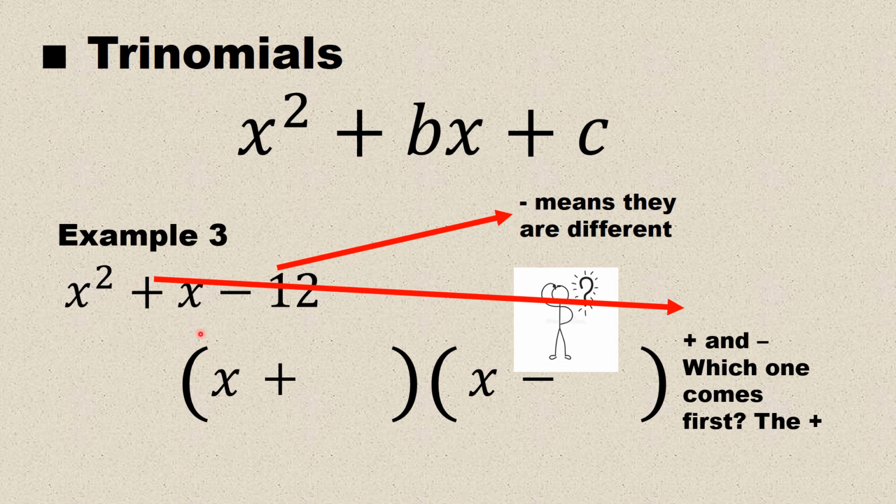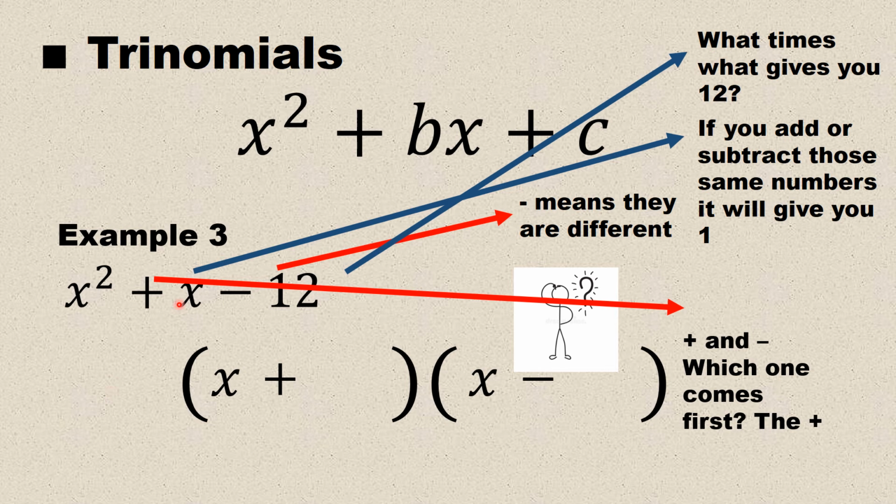So just have a look. Are your signs different? Yes. Is the first one a plus? Yes. Okay. Then you say, what times what gives you 12? If you add and subtract, it should give you 1. Remember, if there's nothing there in front, there's a 1. So let's say 4 times 3. 4 times 3 is 12. 4 minus 3 gives you 1. Always write the biggest number first. Okay, check yourself. Plus 4 minus 3 gives you a positive 1. Plus times a minus is a minus, and 4 times 3 gives you 12.